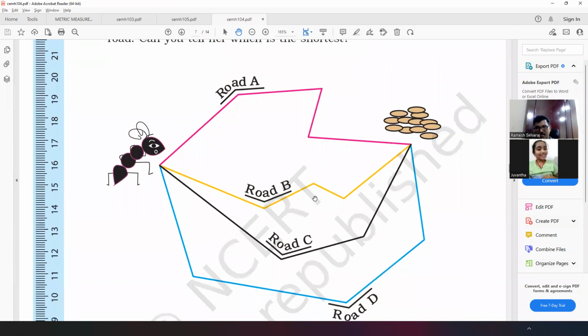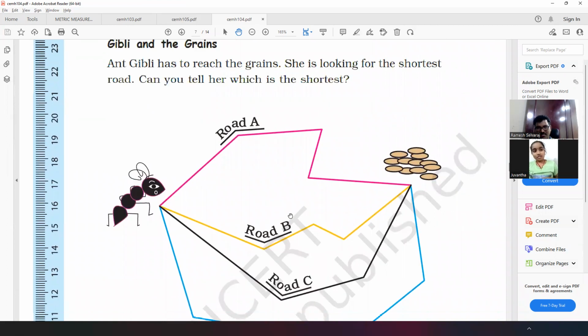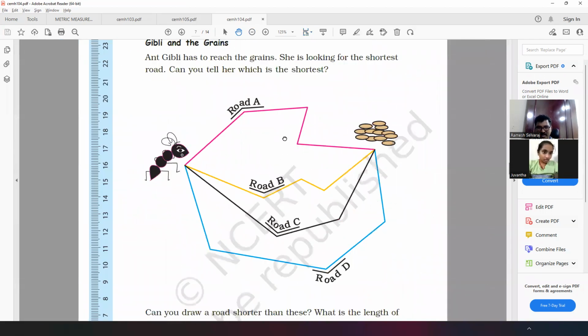Road B. Road B? Yeah, that's the smallest. That's the shortest. So how do you say this is the shortest? I just measured it with my brain. You measured it with your brain? No, I measured it with this rope. Okay. So road B is the shortest one.